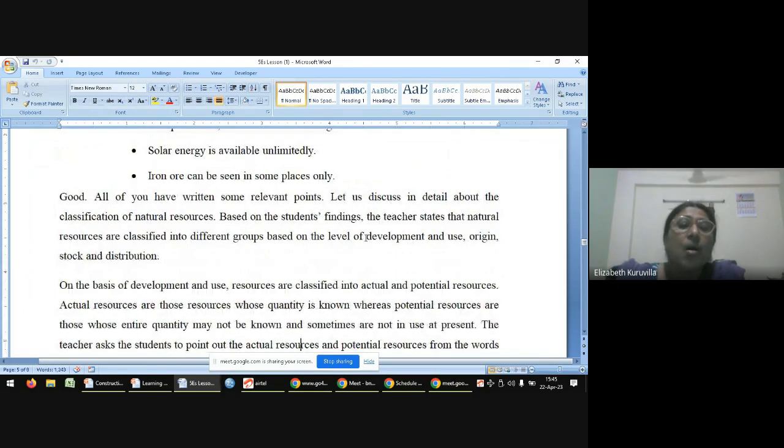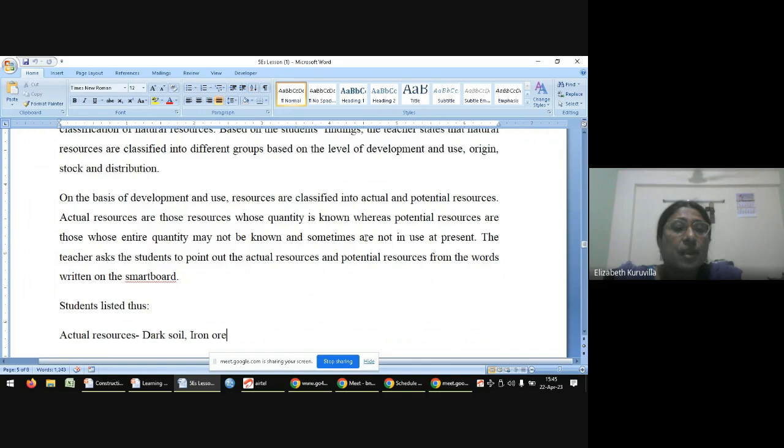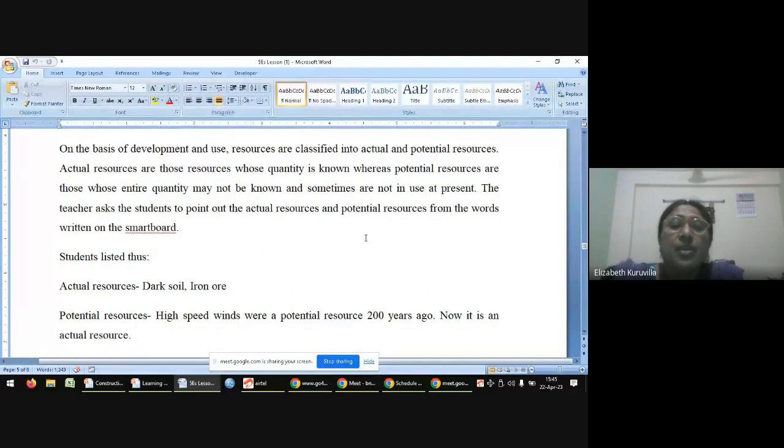Good. All of you have written some relevant points. Let us discuss in detail about the classification of resources. Based on the students' findings, the teacher states that natural resources are classified into different groups based on the level of development and use, origin, stock, and distribution. On the basis of development and use, resources are classified into actual and potential resources.